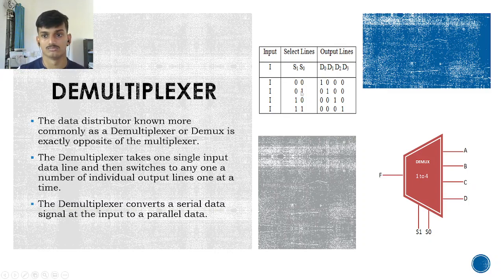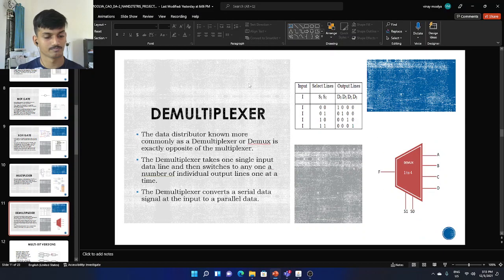So this is the truth table of a demultiplexer. If the selection lines are 0 and 0, then data line 0 is selected for sending the input. If the selection is 0 and 1, data line 1 is selected. If the selection line is 1 and 0, then data line 2 is selected. If the selection line is 1 and 1, data line 3 is selected. And this is the pictorial representation of the DMUX, wherein a single input is sent to any one of these output data lines based on the selection input. Let's go to the implementation of a demultiplexer.